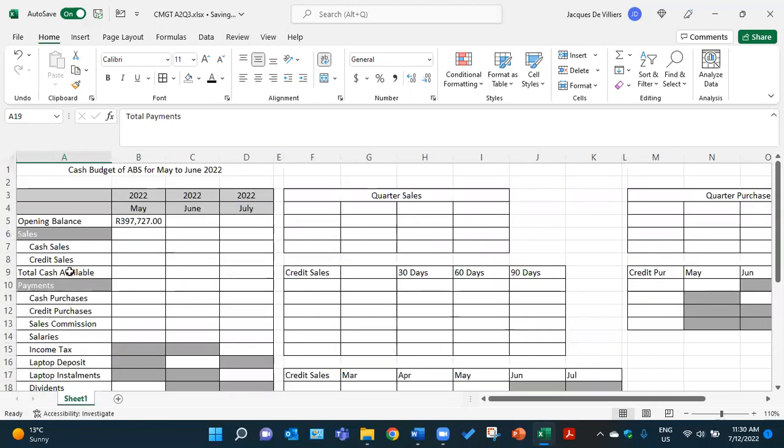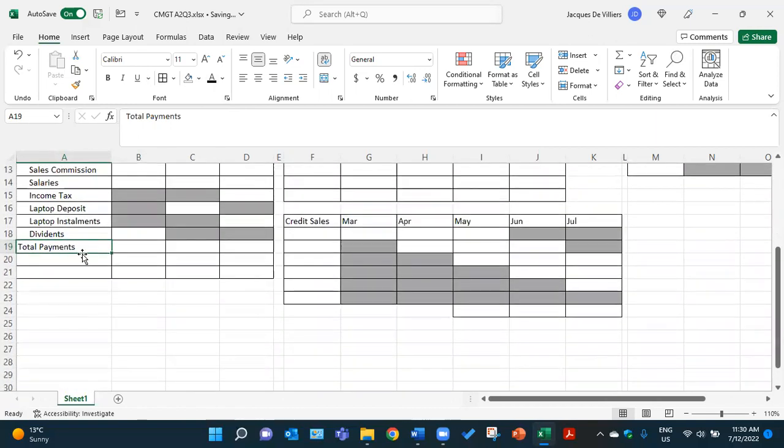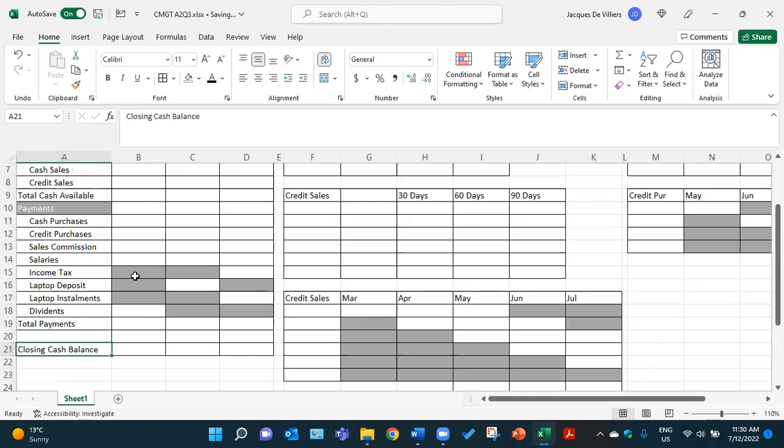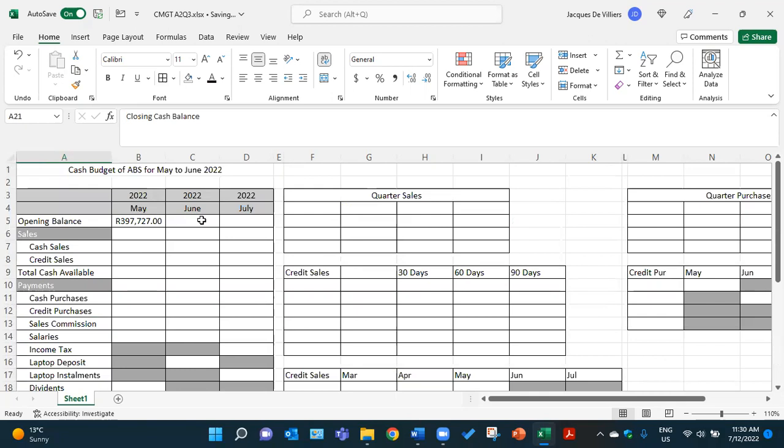And if I have my total cash available and I have my total payments, then I can calculate my closing cash balance. And every time I close my cash balance in a month, that will also be my opening cash balance. Okay. But now before we can do anything, there's a couple of calculations that I need to do here on the side, so that before we can fill in anything there. And the first thing we're going to look at is our quarter sales.